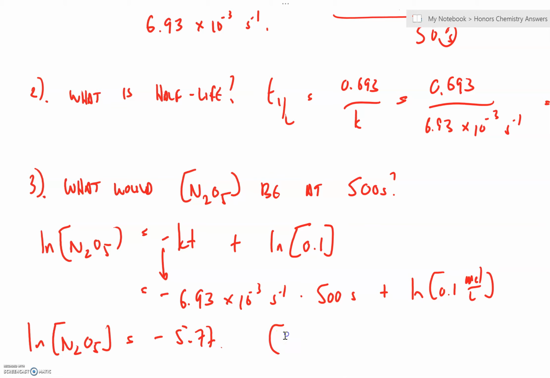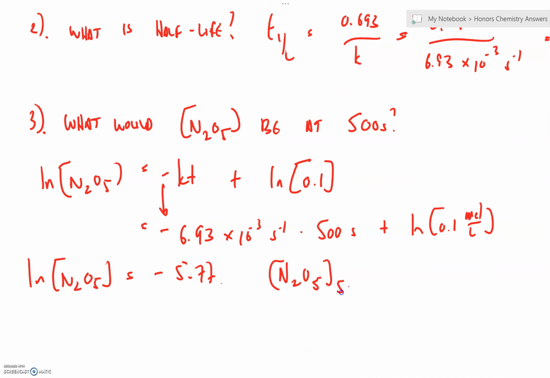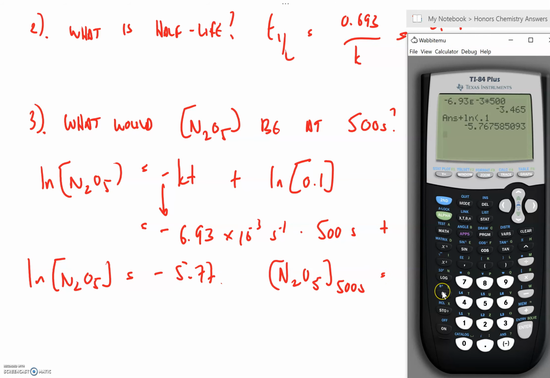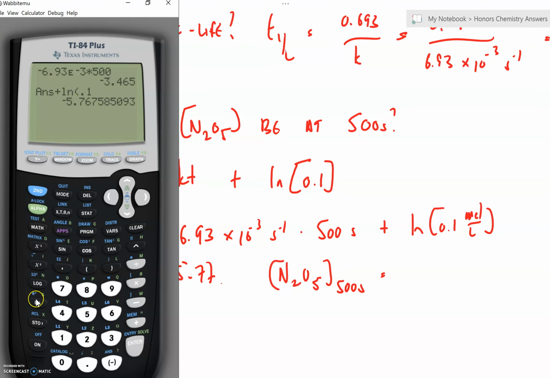So what is the concentration of N2O5 at 500 seconds? All we have to do is bust out our calculator, and we're going to use this function for the reverse of natural log. It's right here. It's e to the x. And we're going to say second e to the x of our answer. And here is the concentration at 500 seconds, 0.00313.